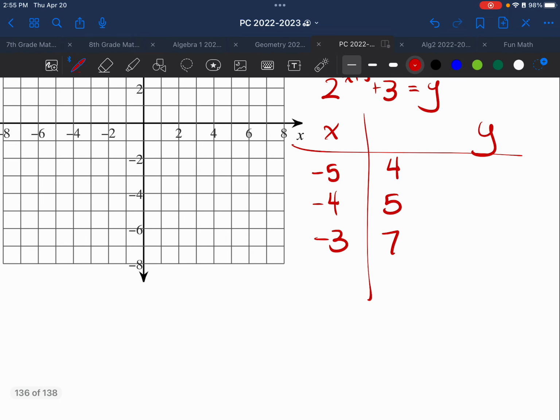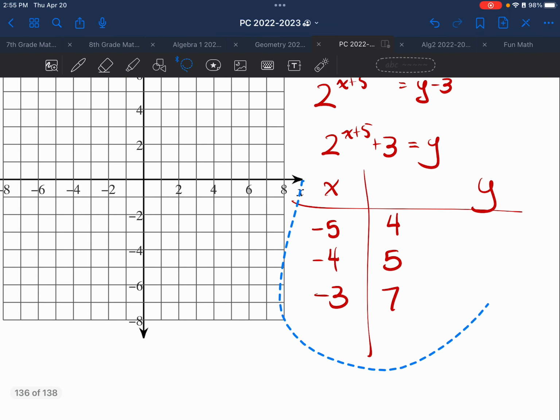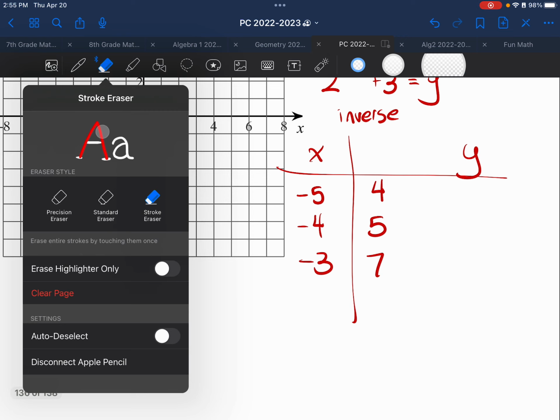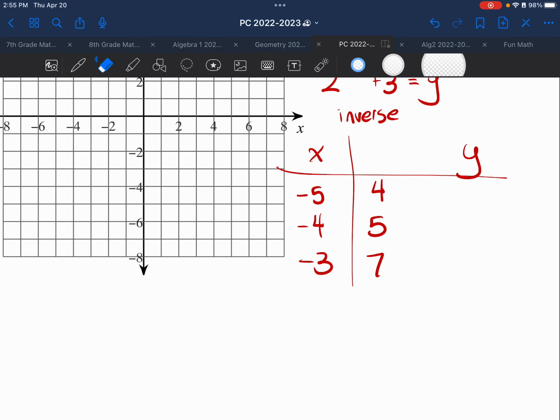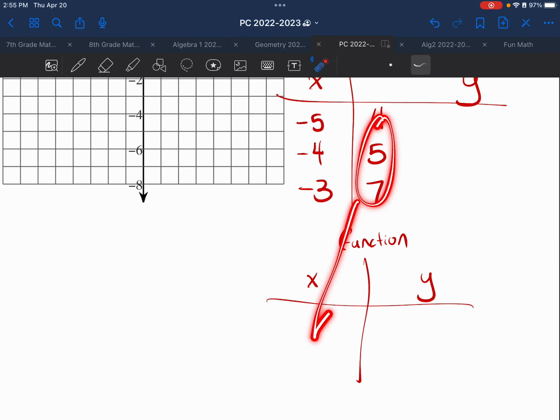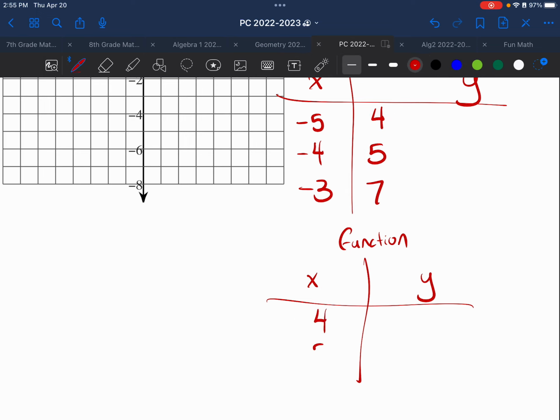So from there, just as a reminder, this was, and I should mark it up for you guys, this was the inverse. And now I'm going to flip them yet again, and I'm going to come to my precision eraser so I can get rid of that line a little bit and go back to stroke eraser. And now I'm going to do the actual function. So the function is just going to switch the x and y values, just like we did in the last case. So instead of having 4, 5, 7 over here, 4, 5, 7 is going to live over here. And instead of having -5, -4, -3 over here, they're going to live over here. I'm going to have -5, -4, -3.